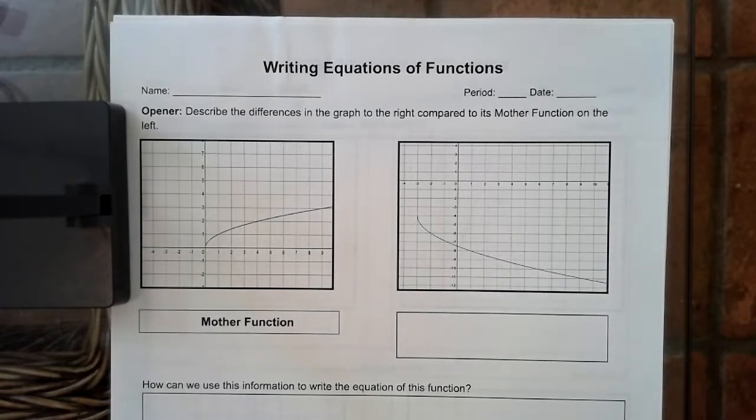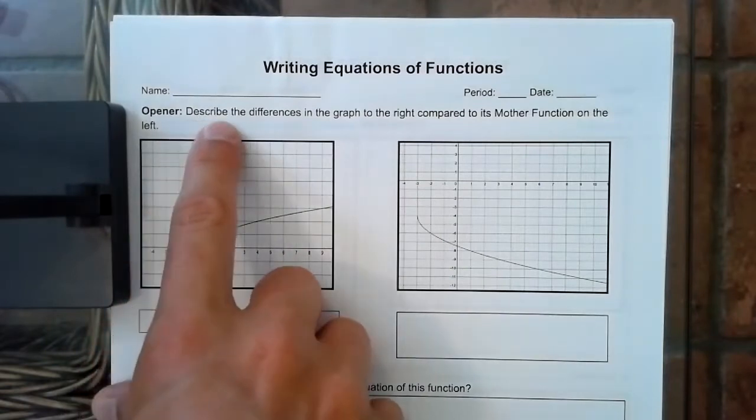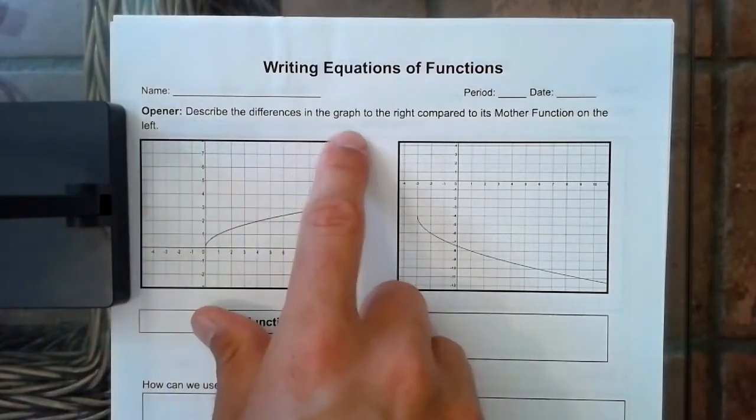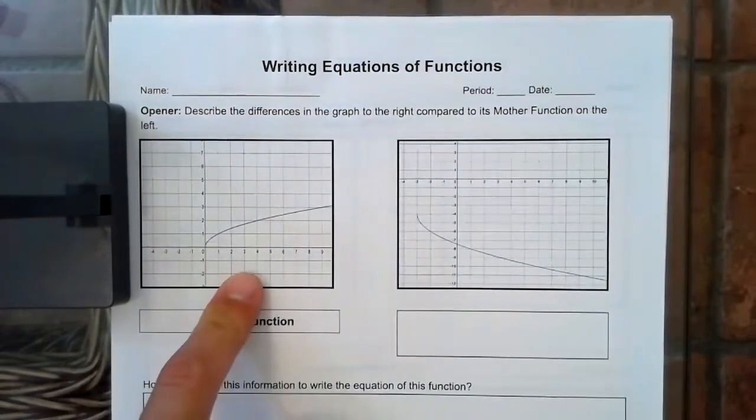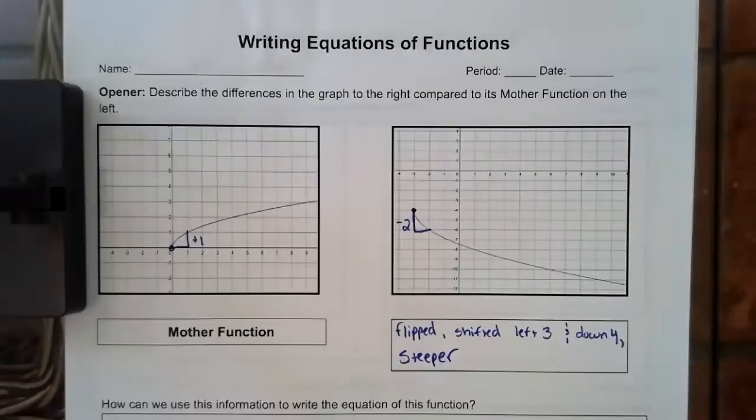What I'm going to do to get you all started is ask you to pause and work through the opener. For this opener, I'm asking you to describe the differences in the graph to the right compared to its mother function on the left, and go ahead and do that in the box provided. So go ahead and hit pause, work through this, and I'll see you back here in just a second.